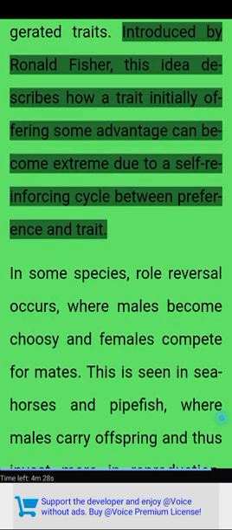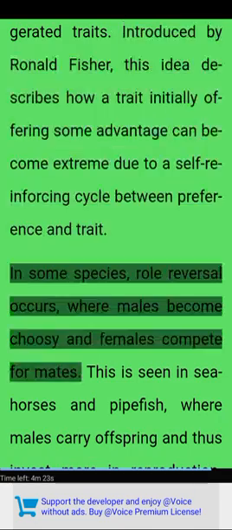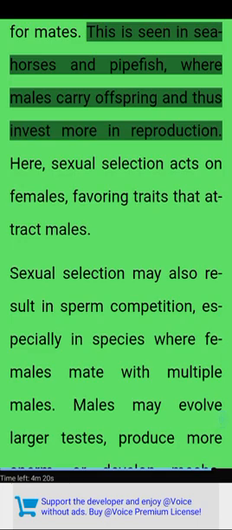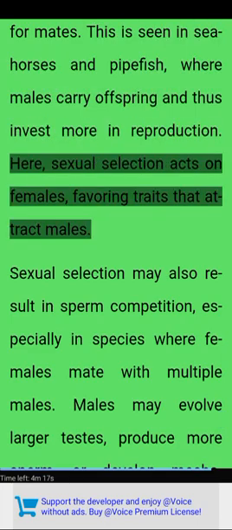Introduced by Ronald Fisher, this idea describes how a trait initially offering some advantage can become extreme due to a self-reinforcing cycle between preference and trait. In some species, role reversal occurs, where males become choosy and females compete for mates. This is seen in seahorses and pipefish, where males carry offspring and thus invest more in reproduction. Here, sexual selection acts on females, favoring traits that attract males.